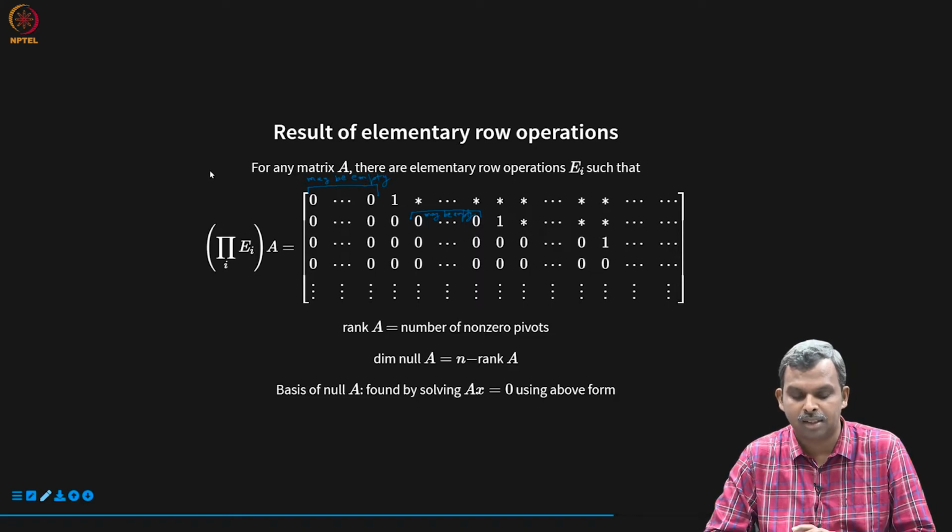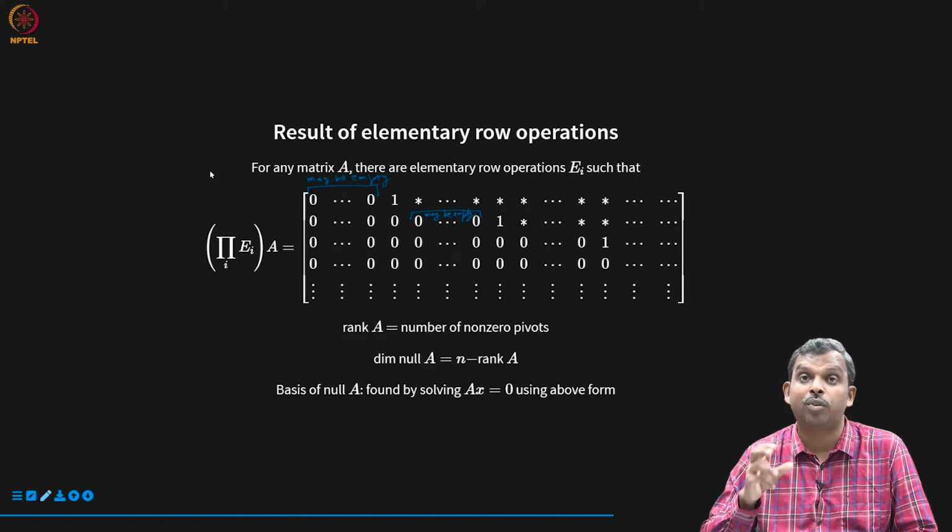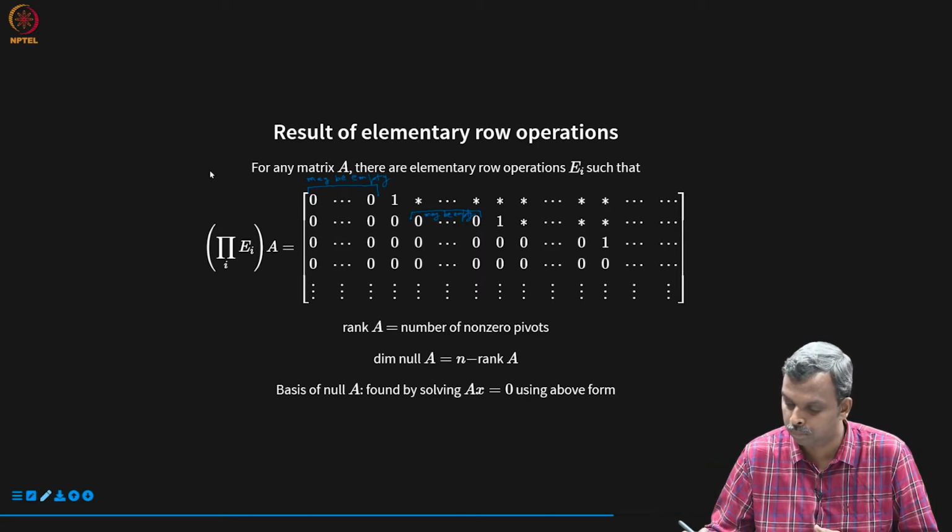So this is the reduction, and the next step is to figure out, more than just the rank and dimension of the null space, how to figure out the basis for the null space. How do you do that? How do you solve Ax equals 0? I will illustrate that quickly in the next few slides.